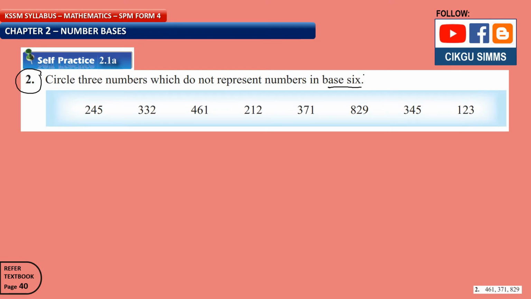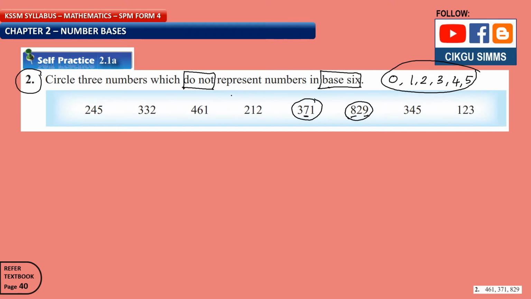Okay, so you know that base 6 you have 6 different digits which are 0, 1, 2, 3, 4, and 5. Okay, so do not represent means you have numbers bigger than 5. For example this one, 829. This one cannot be base 6 because it has 8 and 9 which is not in base 6. And 371 because you have 7, and 461 because you have 6.